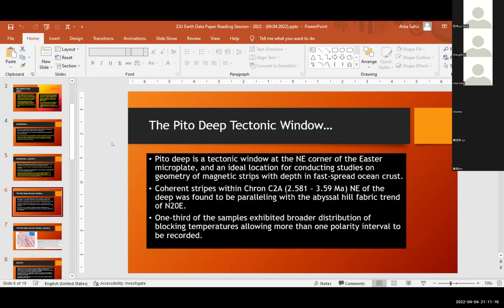They actually worked in the Pito tectonic window. Here, the fundamental idea is that depending on the blocking temperature and the crystallization history, or the cooling history, they could say how many magnetizations were captured. So there were two coherent stripes. They have named them, and the time is given. These were parallel to the abyssal hill fabric trend, and one third of the samples exhibited a broader distribution of blocking temperatures, indicating that their cooling was slower compared to the others.